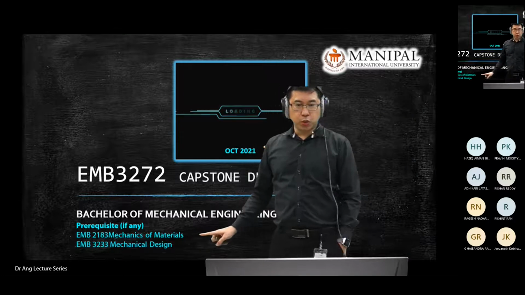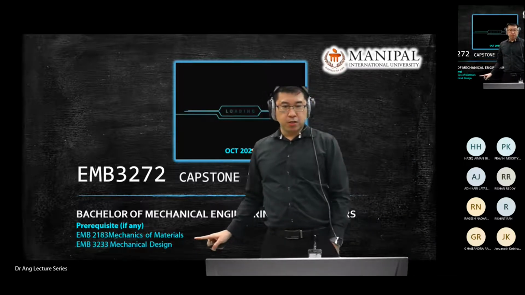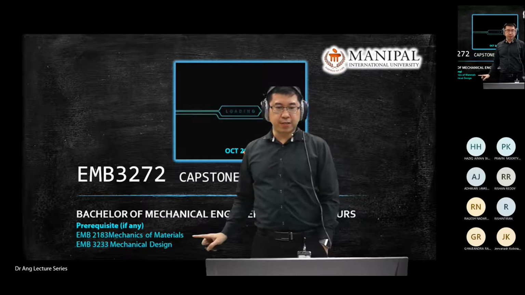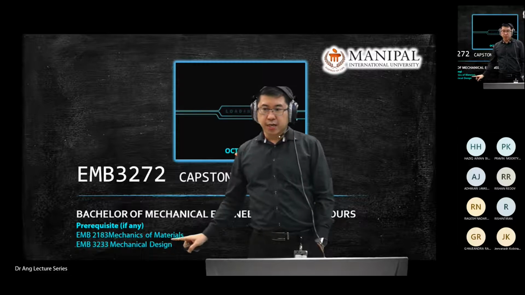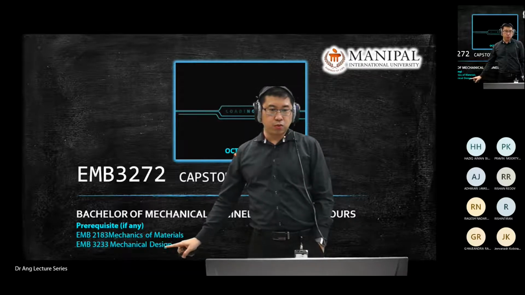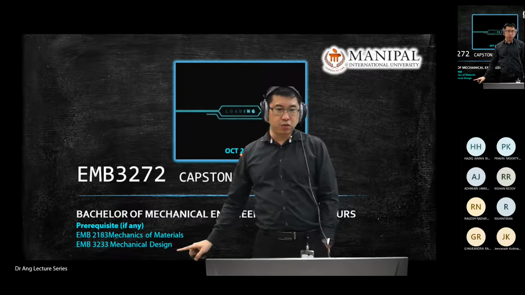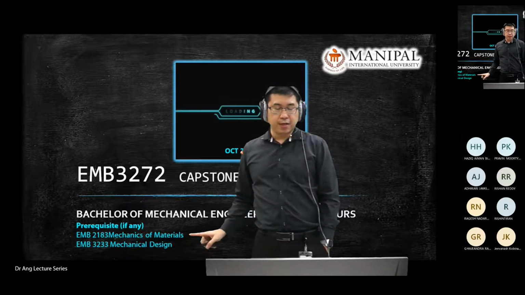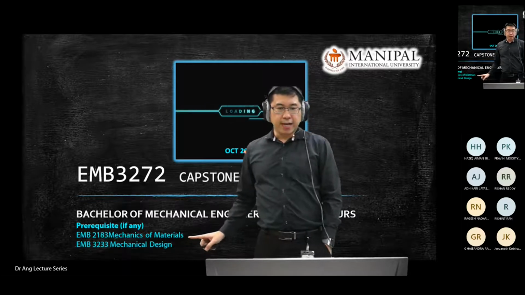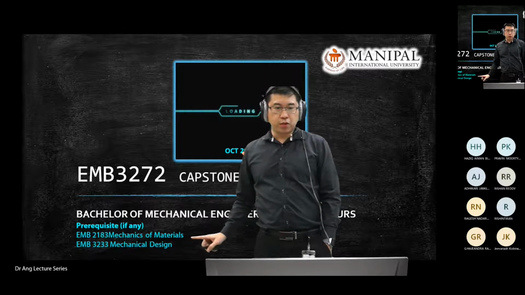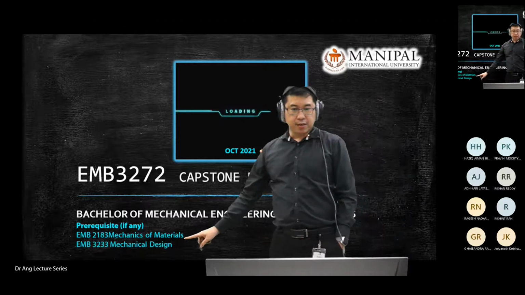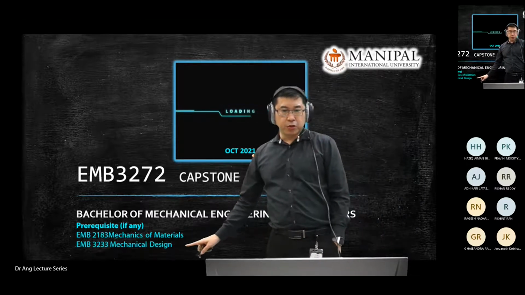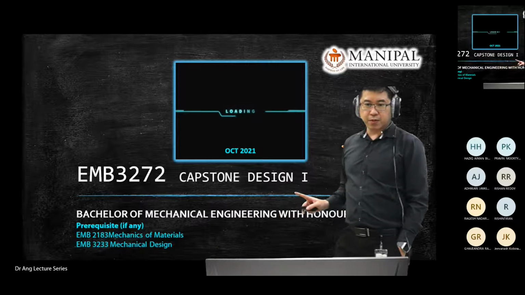Now make sure you already passed these two modules. So check your transcript or check your previous semester results. Make sure you already passed these 2183 and also 3233. Make sure you already passed these two, because the content that you learned in these two, you will apply in Capstone Design 1.